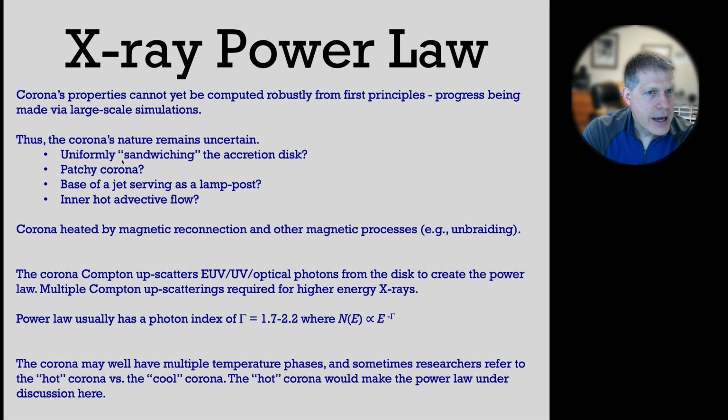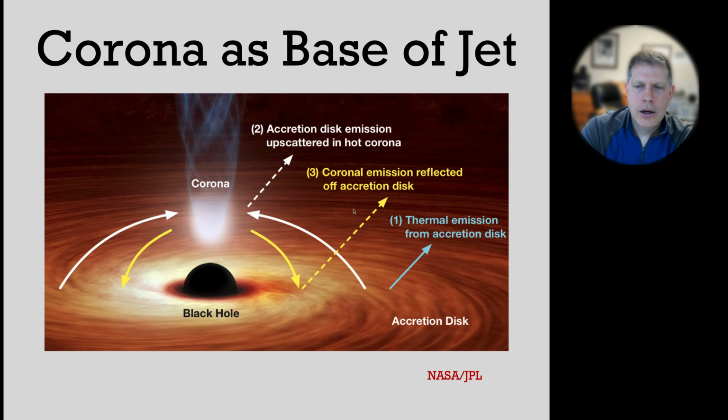Now, those are some ideas for the corona, but again, there are other visions as well. Some people envision the corona to have kind of a lamppost structure, that is to be, you know, in the center of the disk, sitting up above the black hole, and irradiating down upon the disk the way a light on a lamppost shines down upon the ground below it. What could be that lamppost? Well, perhaps the base of a jet. So here is another vision of what the corona might be like.